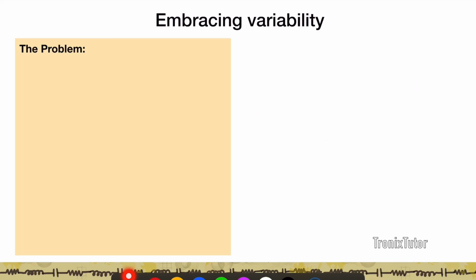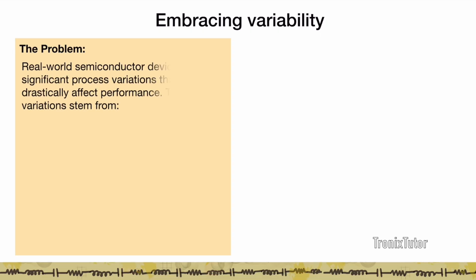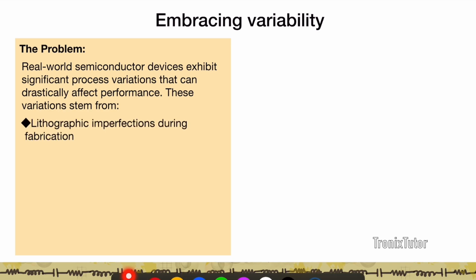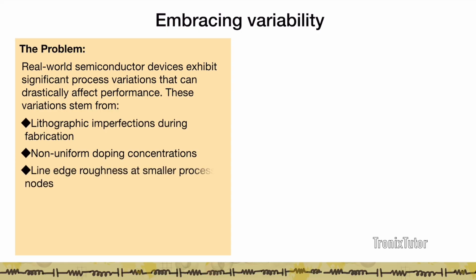So let's first discuss what the problem is, right? One of the biggest problems we have is that real world semiconductor devices exhibit significant process variations that can dramatically alter their performance, right? And these variations we've looked at before can be either lithography imperfections, which happen during fabrication, or due to non-uniform doping, right? Transistor to transistor, wafer to wafer, lot to lot, doping concentration can vary.